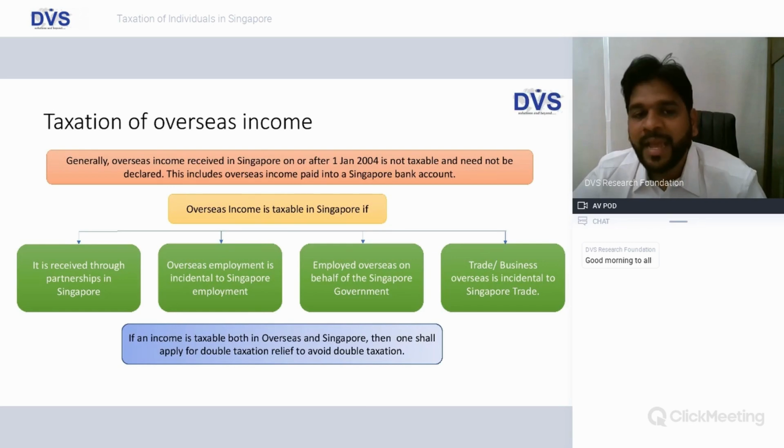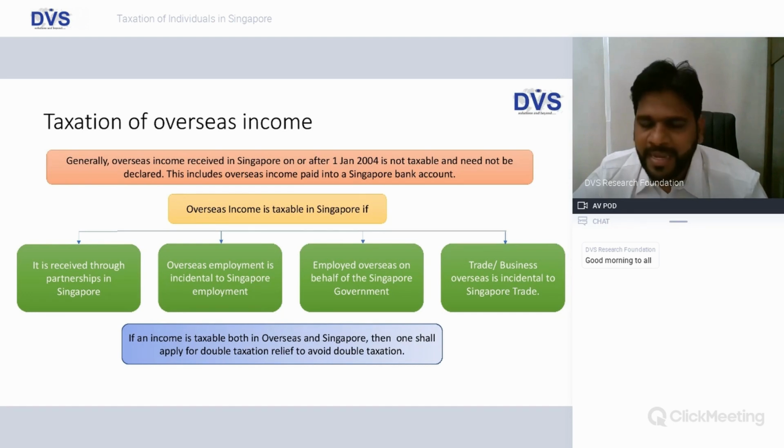So let's say an SSE has some shares in a company overseas, and that company is issuing a dividend declaration. That dividend which flows into Singapore into the account of the SSE, he or she need not declare that income because it's total overseas income.